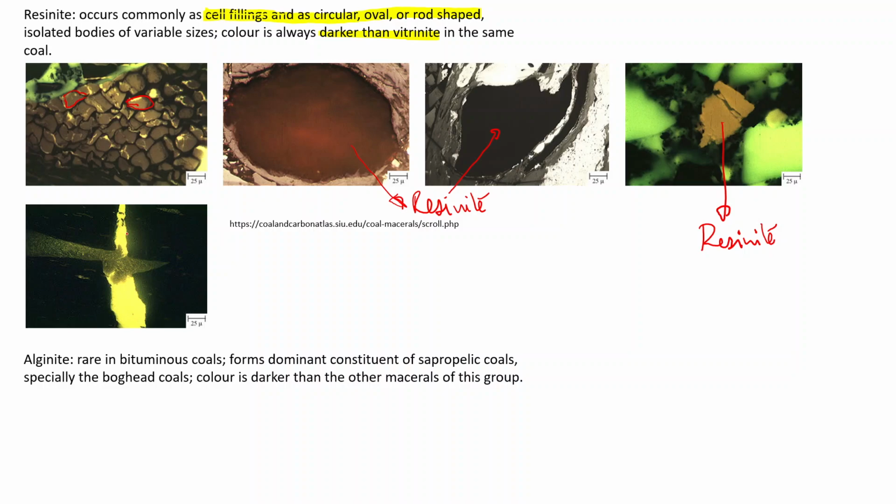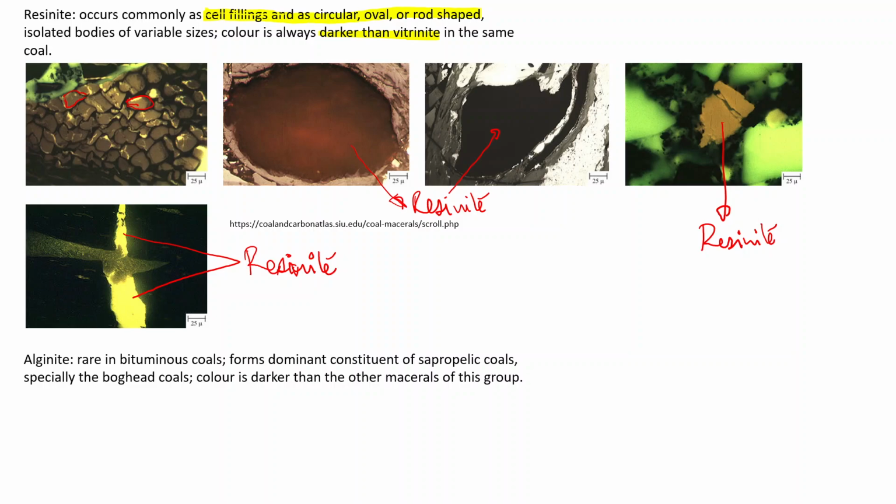In this case, it's a very rare photograph of two resinites which are crossing each other, cutting each other. It seems that since the horizontal resinite is cutting across the vertical one, it was formed later, or it came later than the vertical resinite structure.